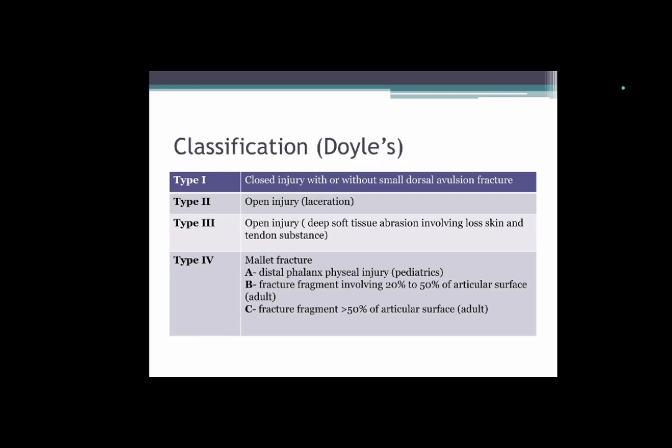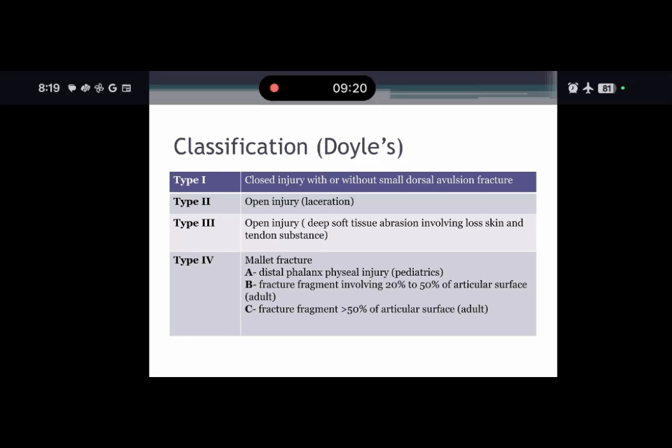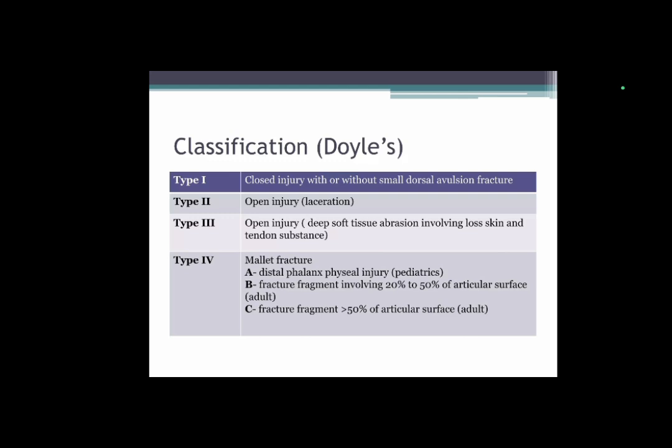Type 4 represents mallet fractures and is further divided into 3 subtypes. Type 4A occurs in children as a transphyseal fracture. Type 4B involves 20 to 50% of the articular surface, and is often associated with volar subluxation of the distal phalanx. This classification helps guide treatment decisions and predict outcome.